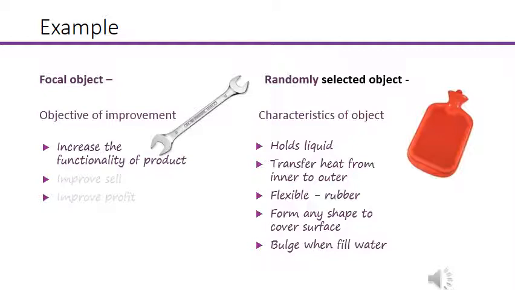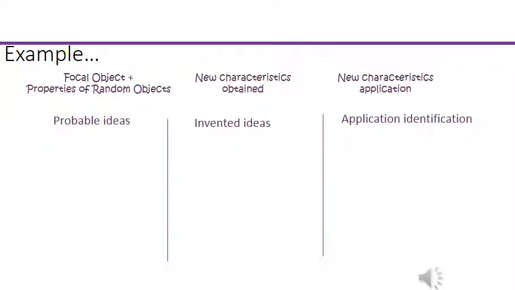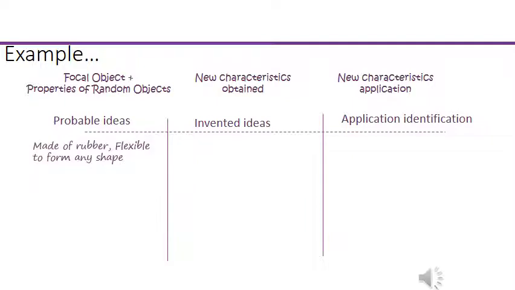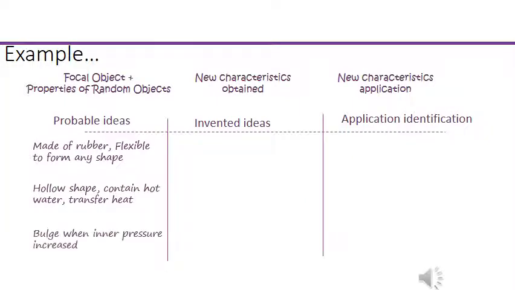Now, sit back and think how the listed properties can be inserted in the new focal object and what can be achieved with this. Here we go. For demonstration, three probable ideas are considered which are derived from the properties of the random object. First, component is made of rubber and component is flexible. Second, hollow shape and heat transfer can be done for some purpose. Third, bulge when internal pressure is applied. By inserting these new properties of the random object, new characteristics can be formed.